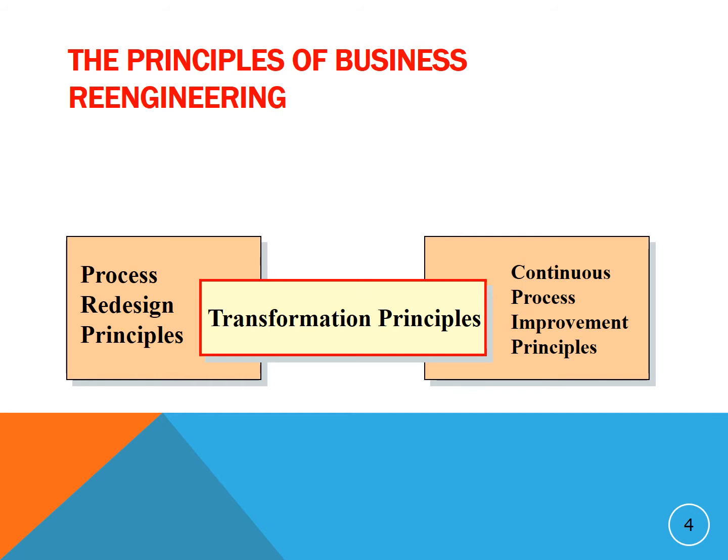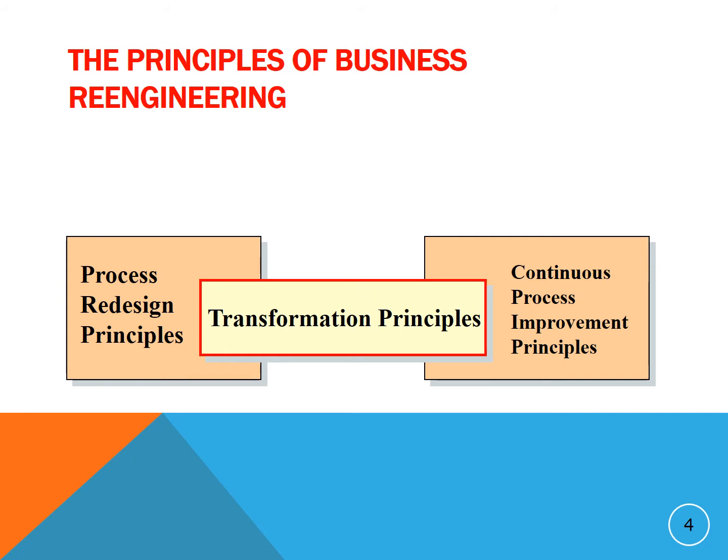So for re-engineering change to be successful, 3 questions must be answered. How do we develop effective re-engineering designs? This refers to the process redesign principles, the 7 process redesign principles. Second question, how can we ensure a successful implementation? This is referring to the 7 transformation principles.